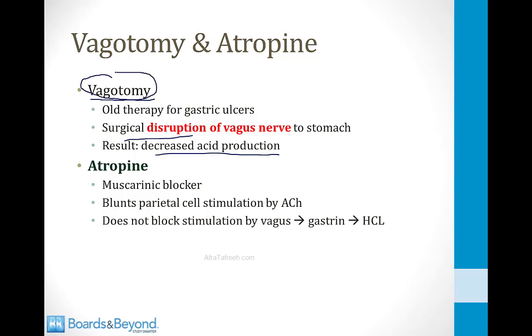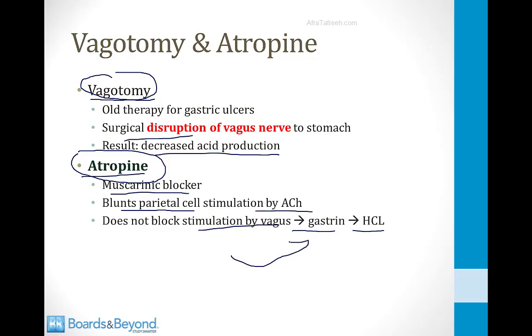to blunt acid secretion. You also should know that atropine does not work very well to suppress acid production. It's a muscarinic blocker, and it can blunt parietal cell stimulation by acetylcholine, but it doesn't block the stimulation by the vagus onto gastrin, which can then stimulate hydrochloric acid release. As I just told you, that occurs via the neurotransmitter GRP, and it's high yield to know this for your boards. They like to ask you why atropine doesn't work to suppress acid, and it's because the vagus nerve is still able to stimulate gastrin release even when muscarinic receptors are blocked by atropine.